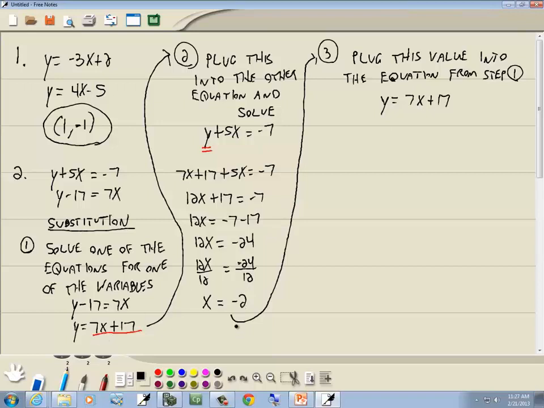We just said that x was equal to negative 2, so we're going to replace the x right here with negative 2. So we've got y is equal to 7 times negative 2 plus 17. Negative 14 plus 17, or y is equal to 3. And we write our answer in point form. So this would be negative 2 and 3. And let me double check everything here. Negative 14, 3.